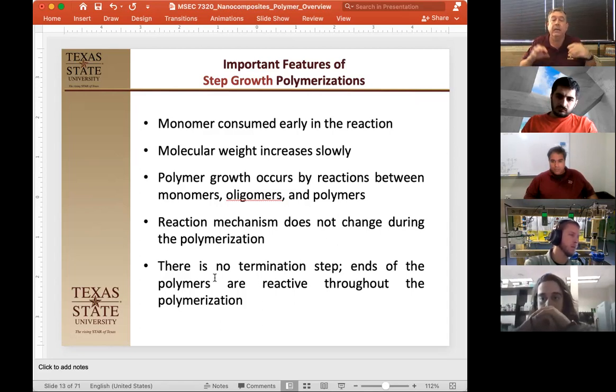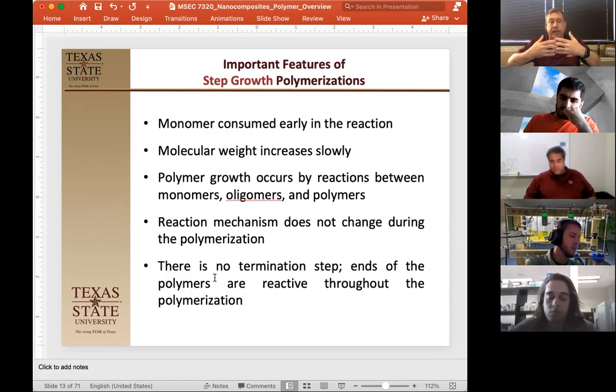Okay. And the reaction mechanism does not change at any time during the polymerization. So most of the time, it's like an acid-base reaction or a nucleophile electrophile reaction that's just reacting to create a new functional group, and then they just keep going and going and going.